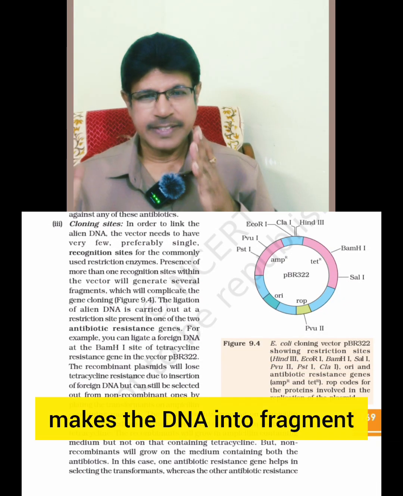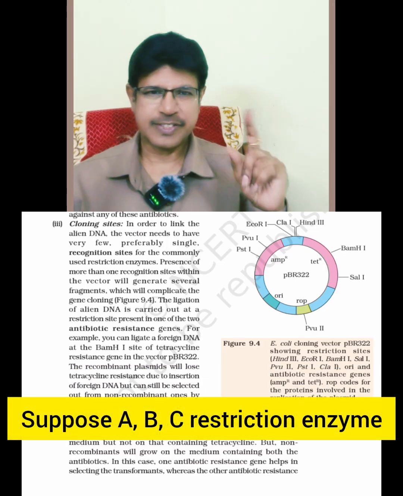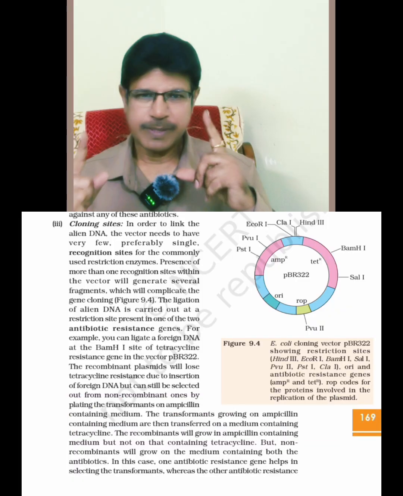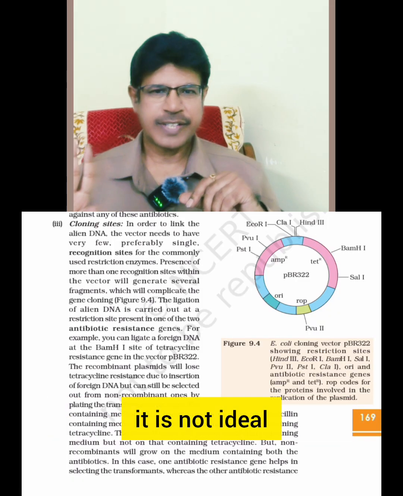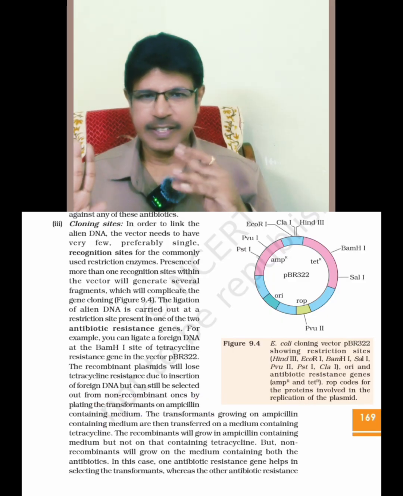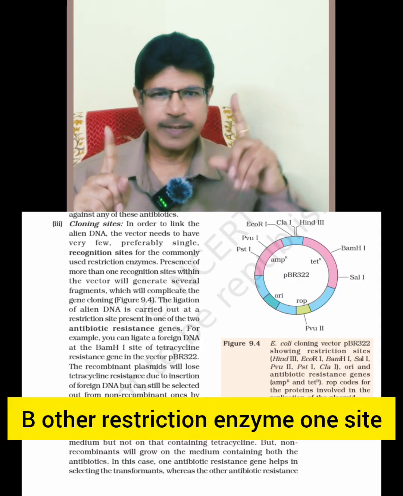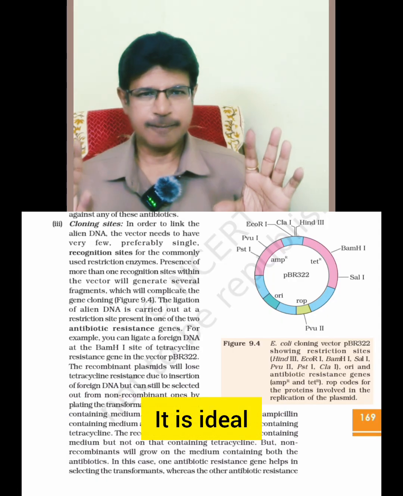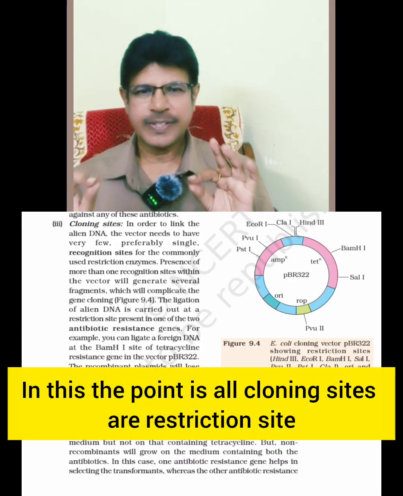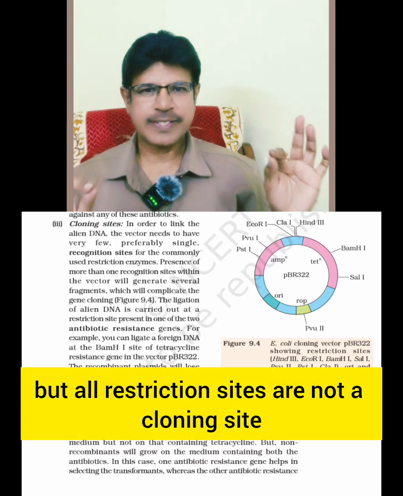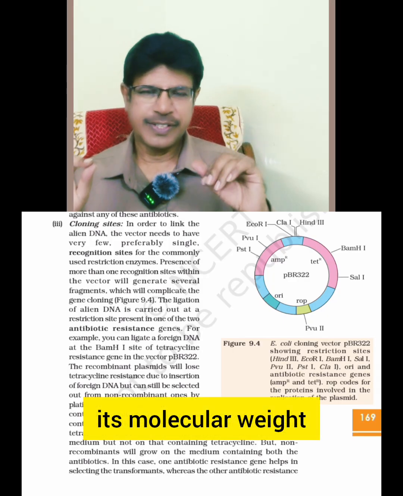It makes the DNA into fragments. Some useful points are going to be eliminated. Suppose A, B, C restriction enzymes. A must be with one site, B must be with one site, C must be with one site. Suppose A has 4 sites, it is not ideal. B having 3 sites, it is also not ideal. So A restriction enzyme one site, B another restriction enzyme one site, C one site, it is ideal. So preferably one site. The point is all cloning sites are restriction sites, but all restriction sites are not cloning sites. Next, its molecular weight.